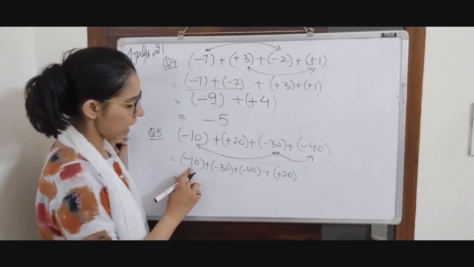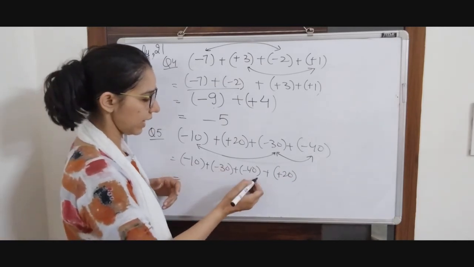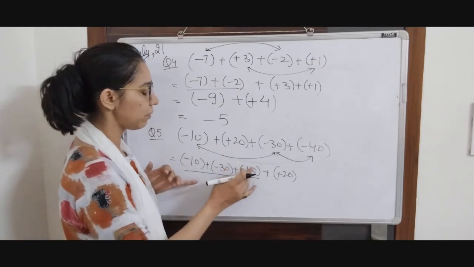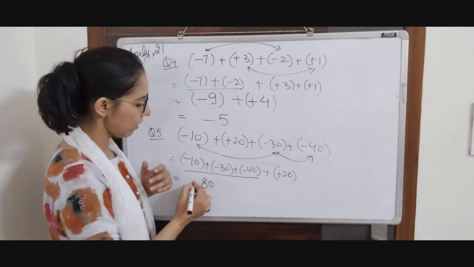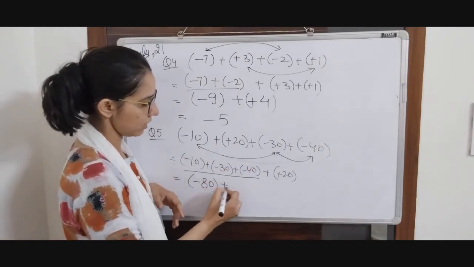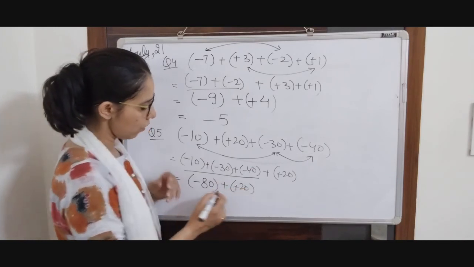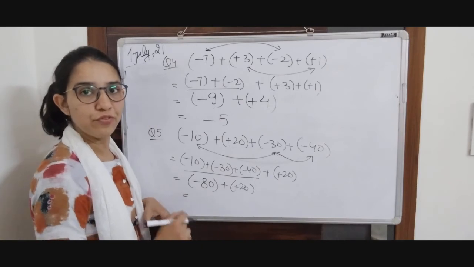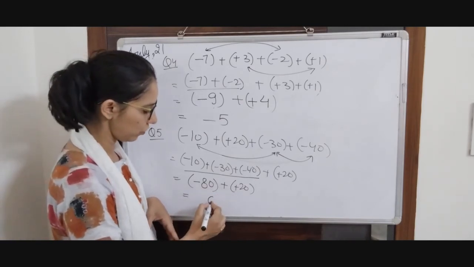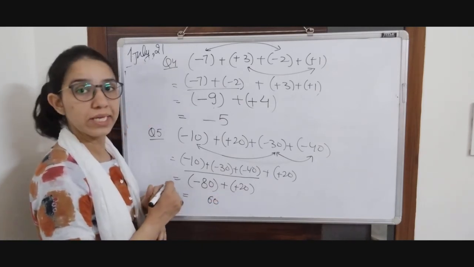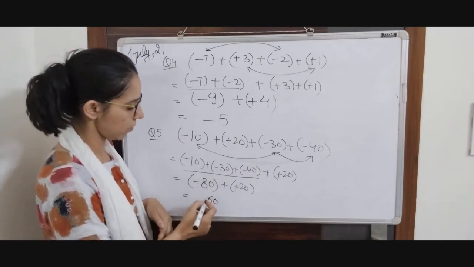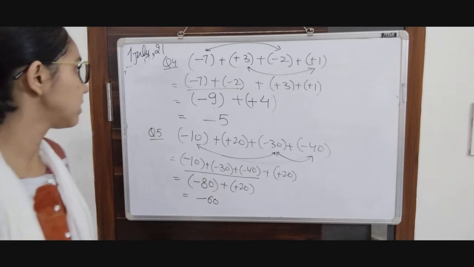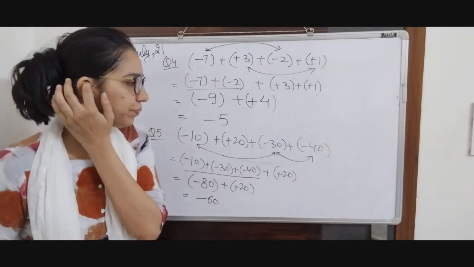Now, because all the numbers are negative in this, I will add them up. 10 plus 30 plus 40 is going to be 80, and I will keep the sign, it is minus 80, and plus 20. Now one number is negative and one number is positive. I will find the difference. The difference of 80 and 20 is going to be 60, and I will keep the sign of the bigger number. The bigger number is 80, so it is going to be minus 60. So this is the addition of numbers.